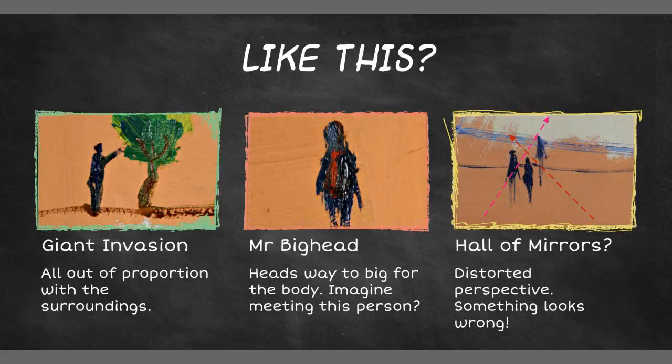Or you've drawn Mr. Big Head. If you imagine meeting a person like this in real life, in the middle you'll have this gigantic head taking up all the shoulder space. Or you've got weird perspectives running, like some sort of hall of mirrors, where people look too tall or too short, and the perspective is up and down and in the wrong place. This all happens if the figures are not put down accurately.